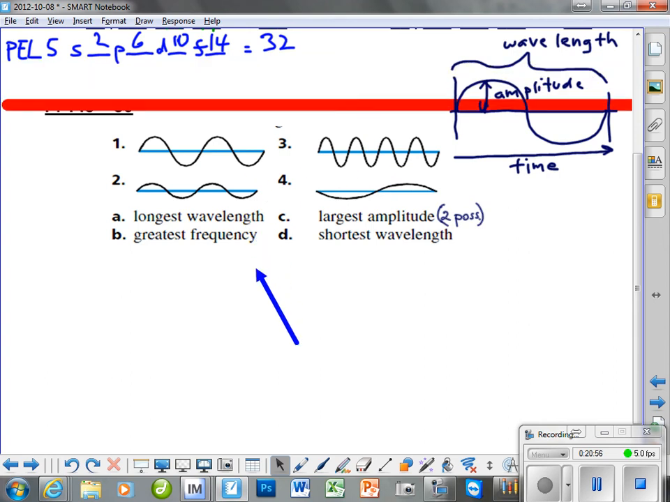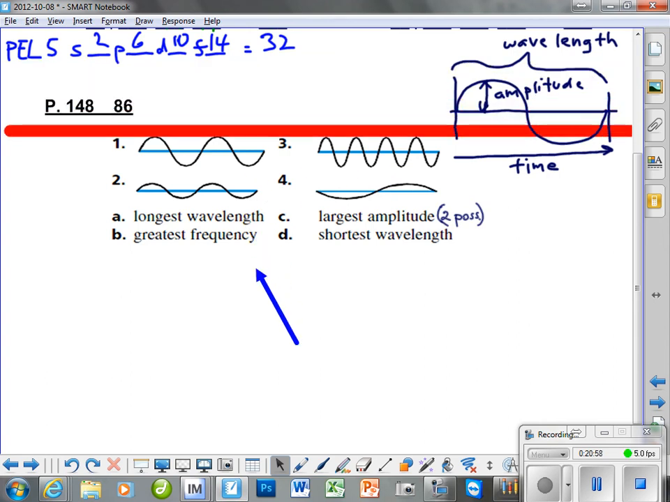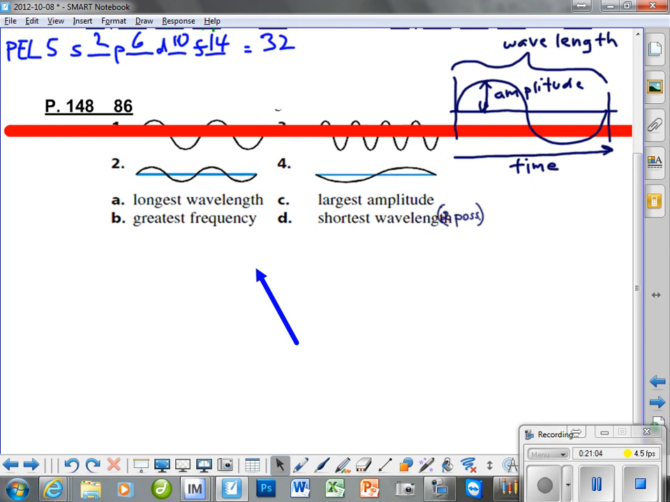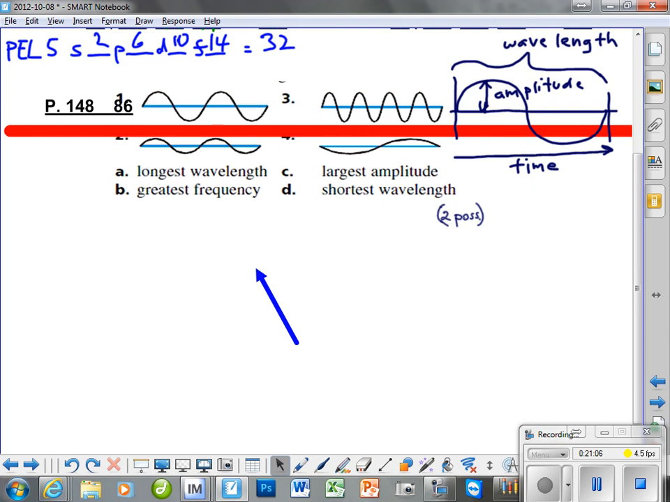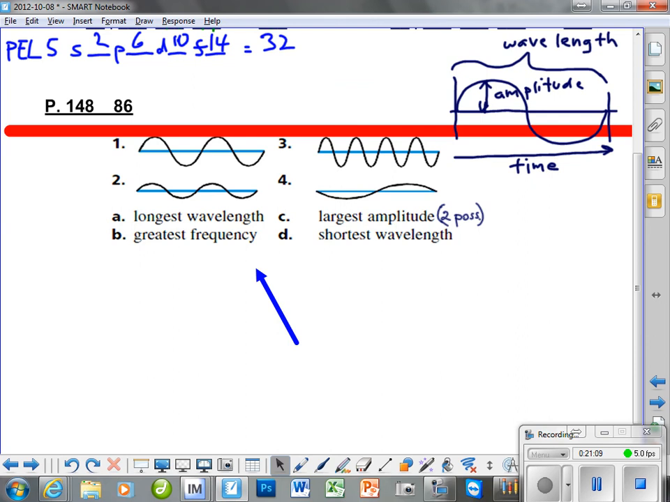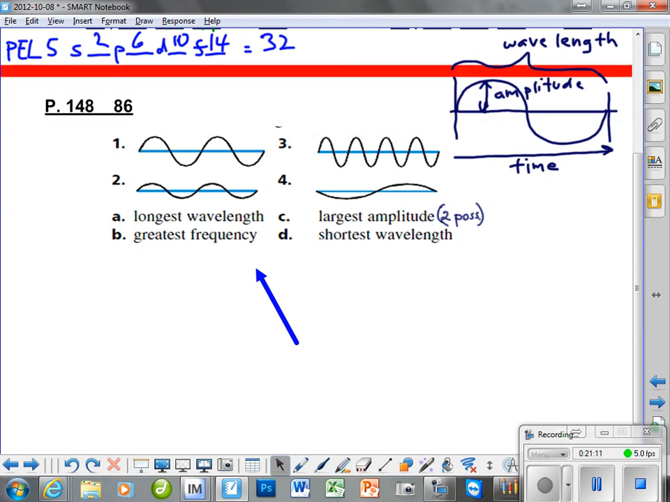And here, let's do it. Watch. See? They both hit the line at the same point. All right. So the amplitude is the same. The amplitude is the same for both of those guys.